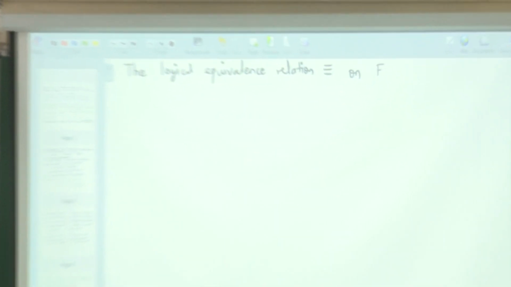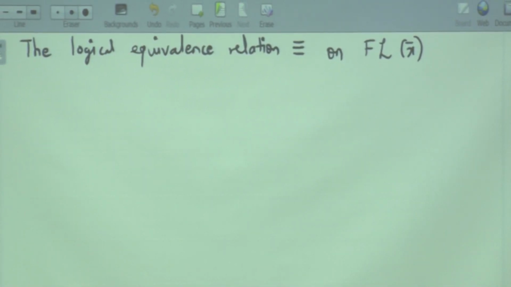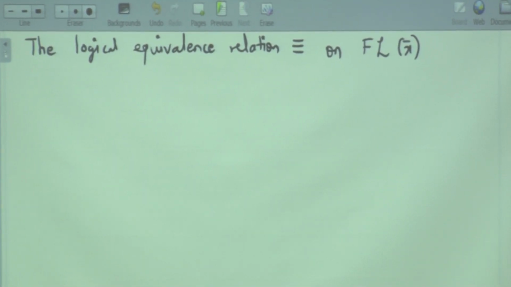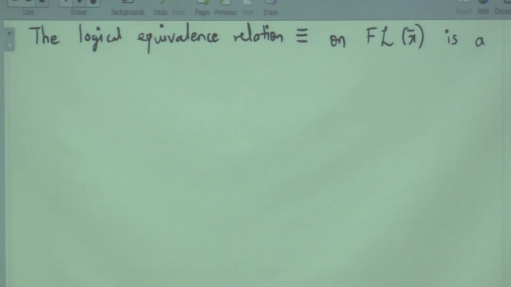Okay, one more thing we should write down now: the logical equivalence relation on FL x bar. FL x bar means these are the formulas in variables x bar. The logical equivalence relation on FL x bar is a congruence relation.